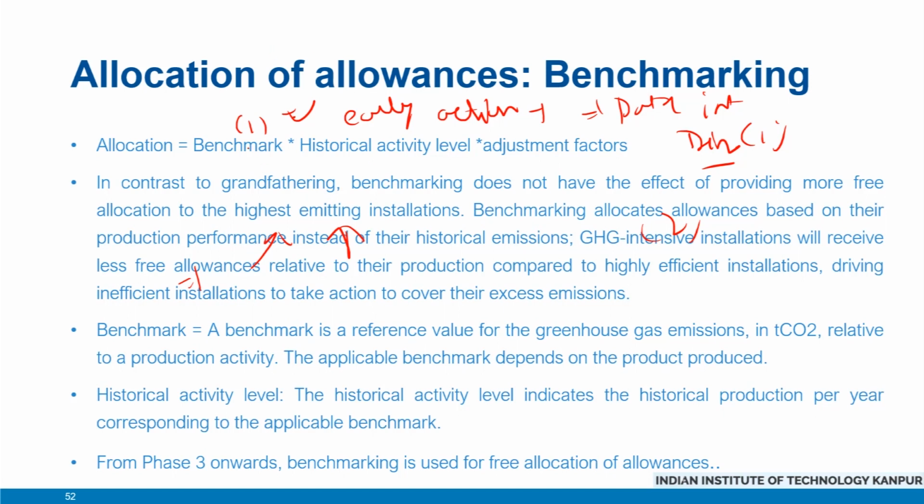And even if they get a lesser allocation of allowances, they can sustain their profits by increasing the prices. So that way they can leverage the system.